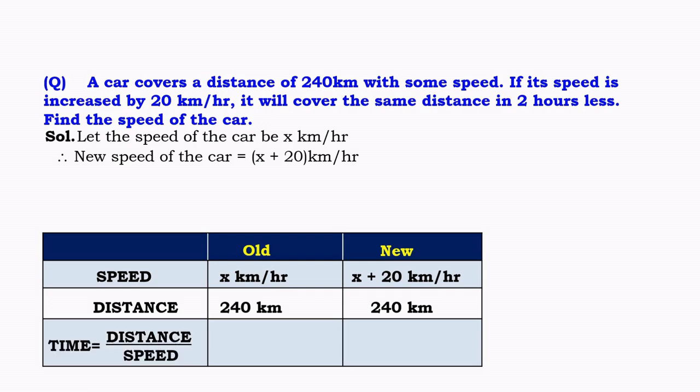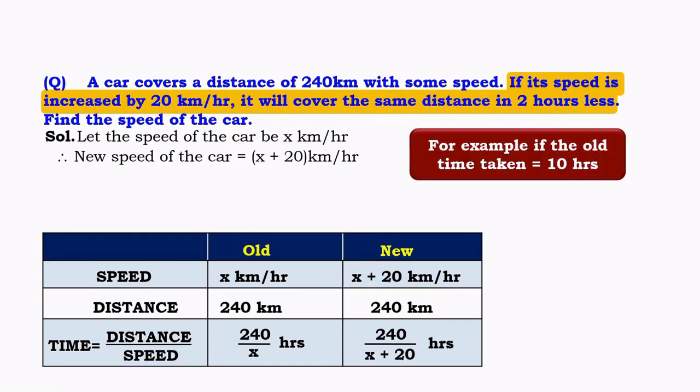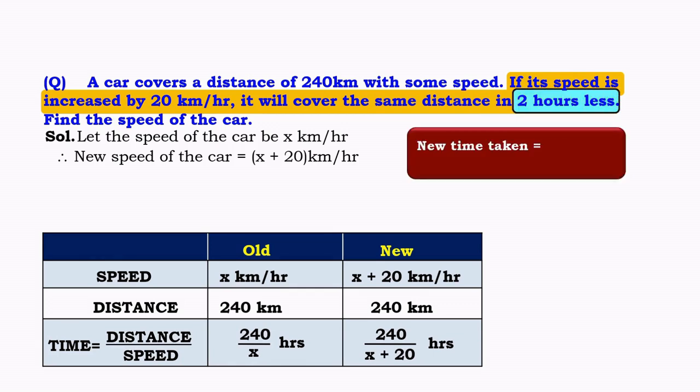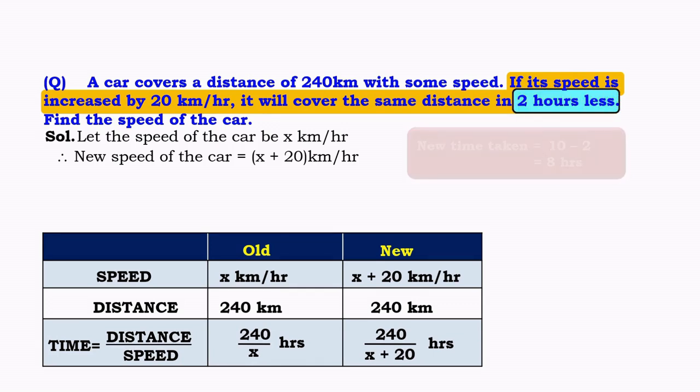Using the values from our table, we get 240 divided by x minus 240 divided by x plus 20 equals 2. This equation represents the given condition. Now, let us simplify this equation to find the speed of the car.